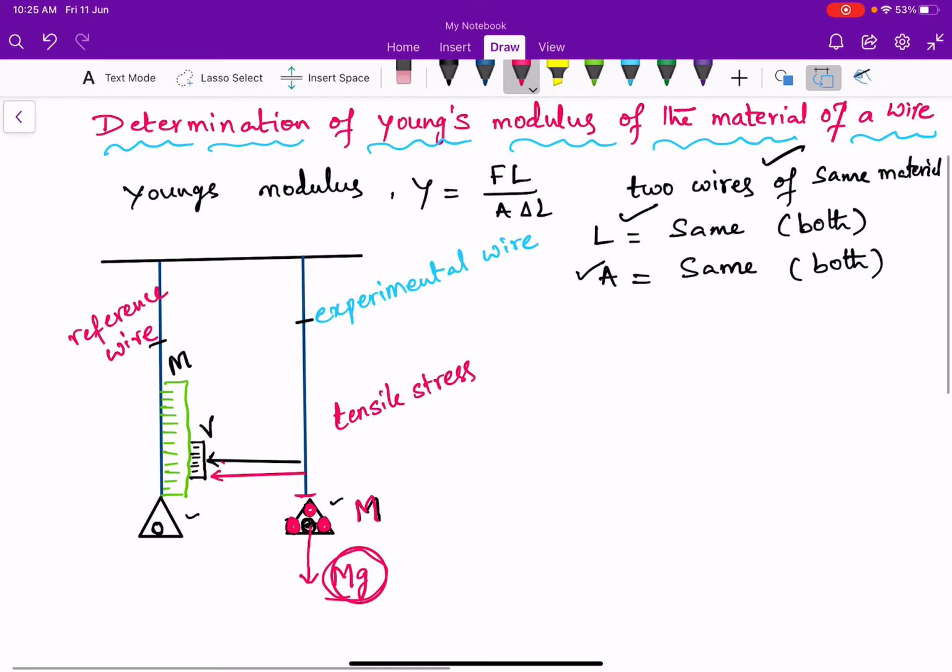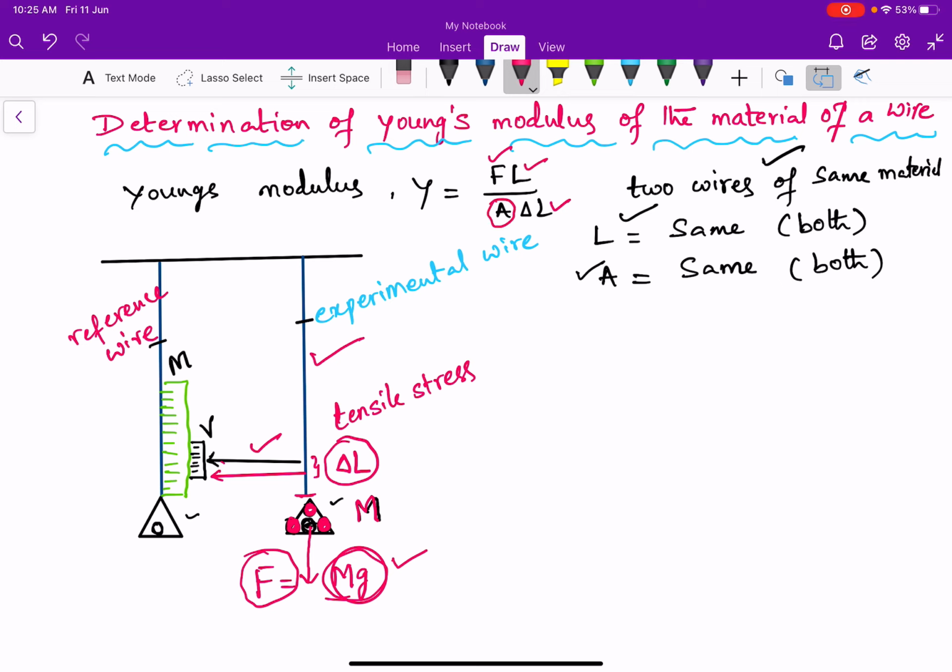And this change in length is delta L. You can measure delta L using this needle, and you can also find the M into g force, the gravitational force. Because of this gravitational force, the experimental wire will be under tensile stress. From this we can find the force and also delta L, the elongation in the experimental wire. If we know delta L and the force, and we already know the initial length and area, we can find the Young's modulus using this type of experiment.